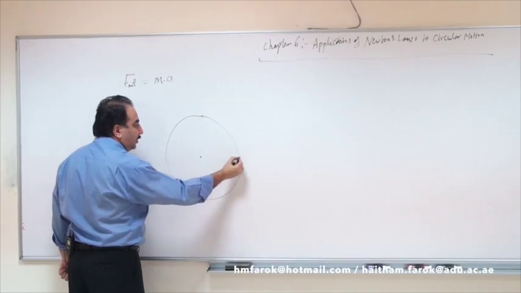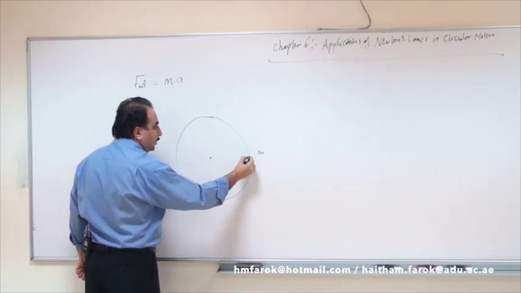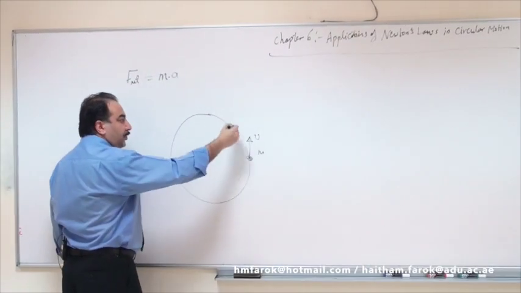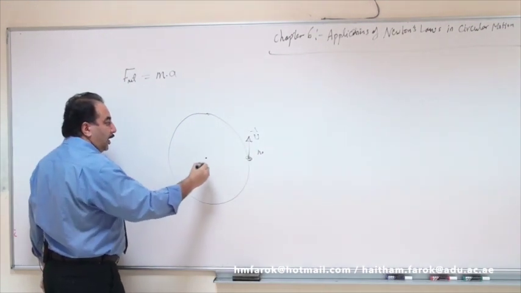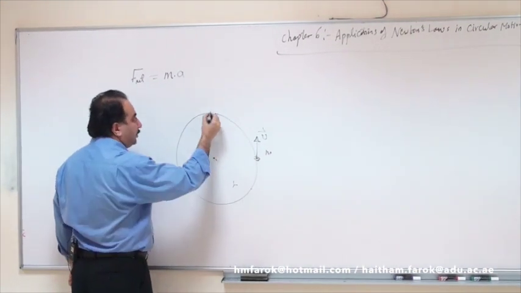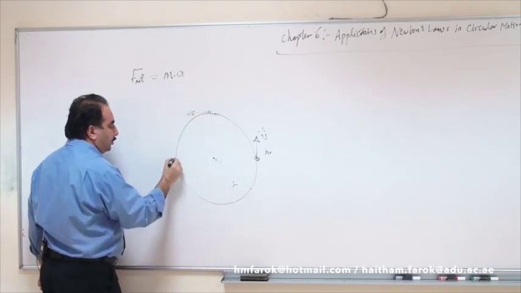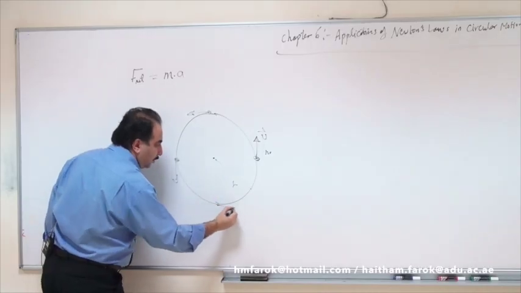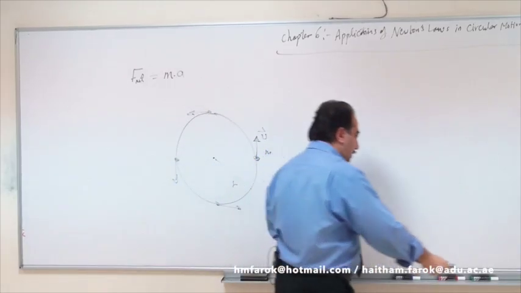this is the center, and this is a mass, velocity vector, and this is the radius. So it could be here, or here, or here. Let me change the pen.